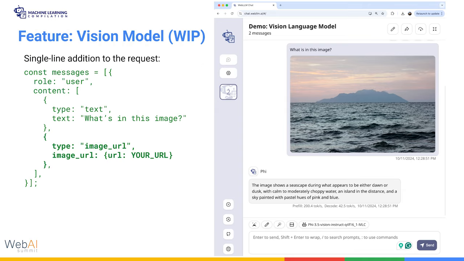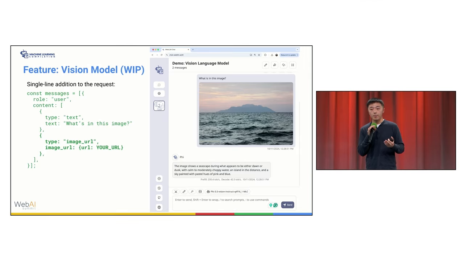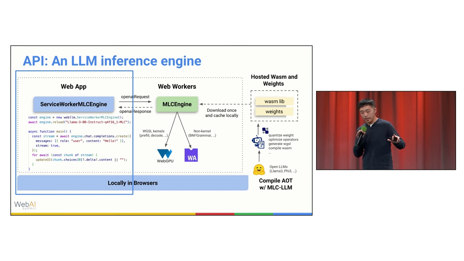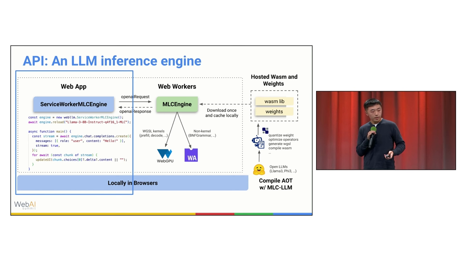And another feature is vision language model. We recently supported Phi-3.5 vision language model. And in this case, it's also another one-line change to the API where you feed the image URL to the model. And yeah, so that's basically the front end of WebLLM.